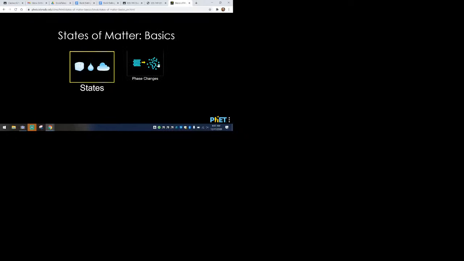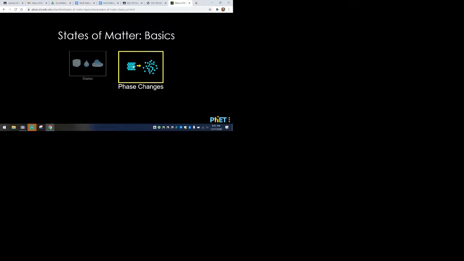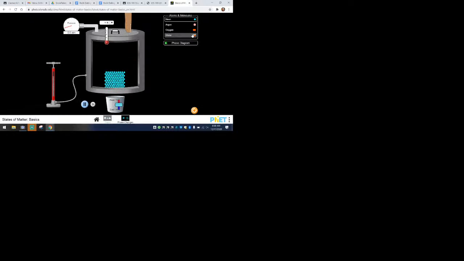Let me go back to the PhET simulation that we watched a long time ago. States of matter. When this opens up, I'm going to have a couple of options, and one of them is states, one of them is phase changes. I think either one of these would work for me. But this, I'll make this water.